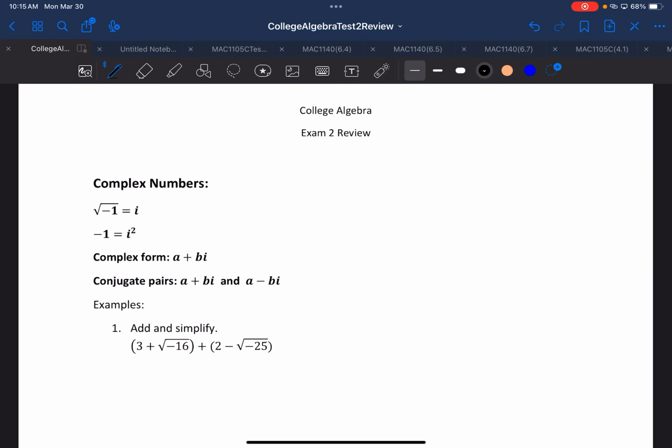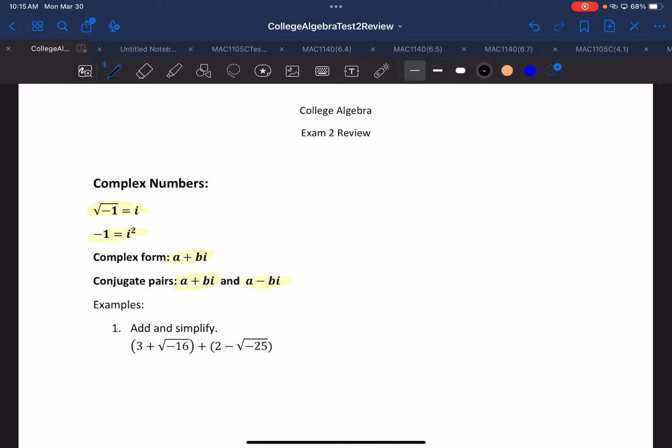Okay. So for the most part, on these reviews, I put the formulas and equations on here that you're allowed to have on your cheat sheet as well. So anything written above them, you can have this, complex form, conjugate pairs, all that stuff you can write on your flashcard. So this section is regarding complex numbers.